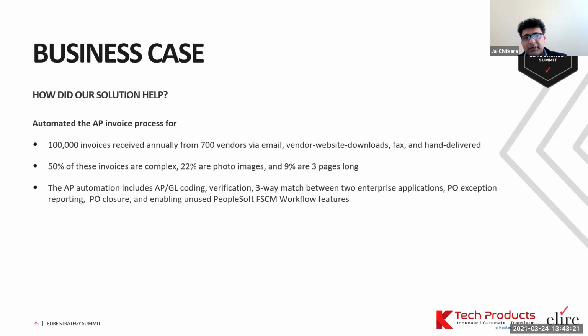There could be an English plus a non-English, so depending on what type of user or company you are, you could have a translation complexity as well. 22% were photo images, 9% were 3 pages long. What we did in the automation process was the mapping of the AP GL coding, the verification, the two-way, three-way match between 2 different enterprise applications, the PO exception reporting, the closure, and also enabling the unused PeopleSoft FSCM workflow features, because many organizations may not know the power of the ERP also. So RPA or OCR are 2 of those technologies, but there could be another business transformation happening within PeopleSoft as well, enabling those workflow features which are out of the box if they are not used today.